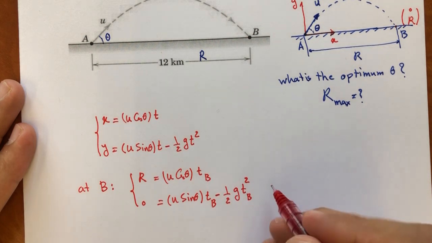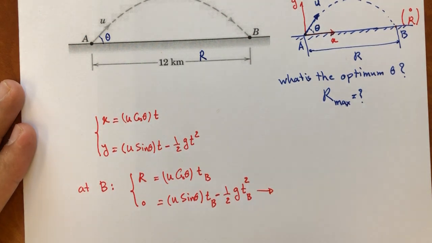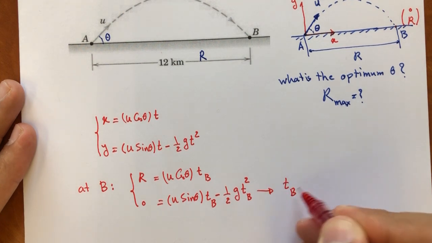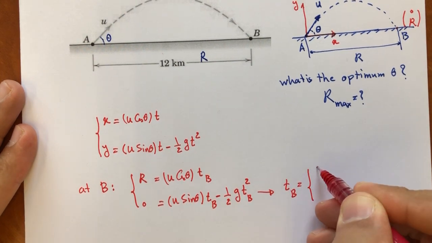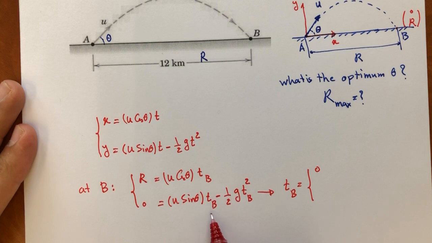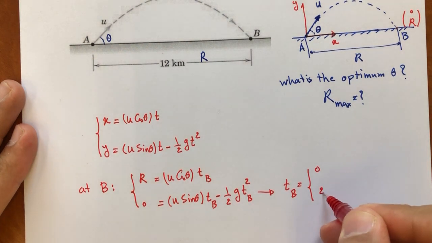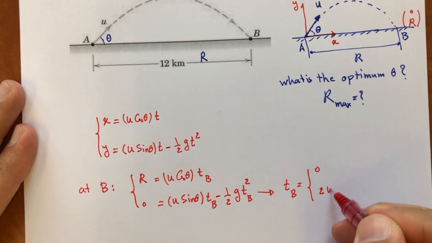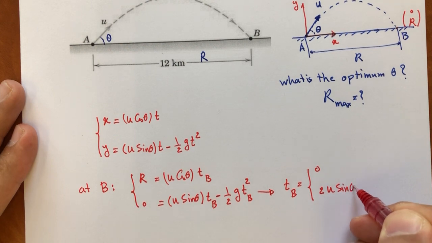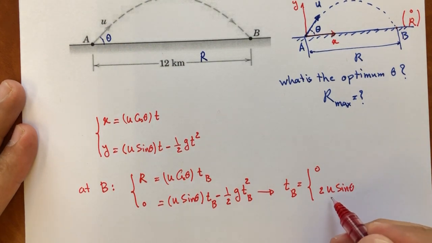If you look at this equation, TB is going to have two solutions. One of them is going to be 0. So TB should be equal to 0, or it's going to be 2 times u sine of theta divided by g.